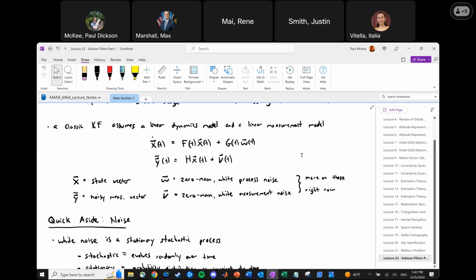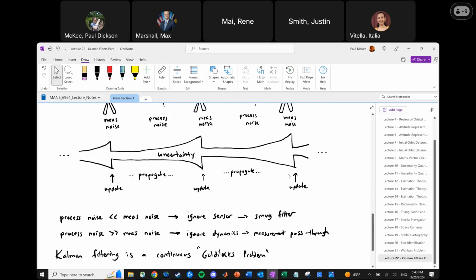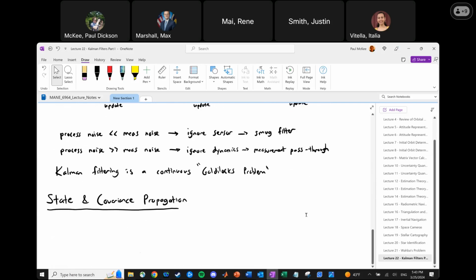So for a true, like when you're actually putting together your filter for a spacecraft that has control inputs, estimation theory and control theory are next door neighbors for a reason, right? So you would want to account for both of those. We won't in this class, though. Okay, thank you. No, good question. Absolutely. I'm glad you're thinking along that line. Anybody else? Otherwise, we're on to state and covariance propagation.